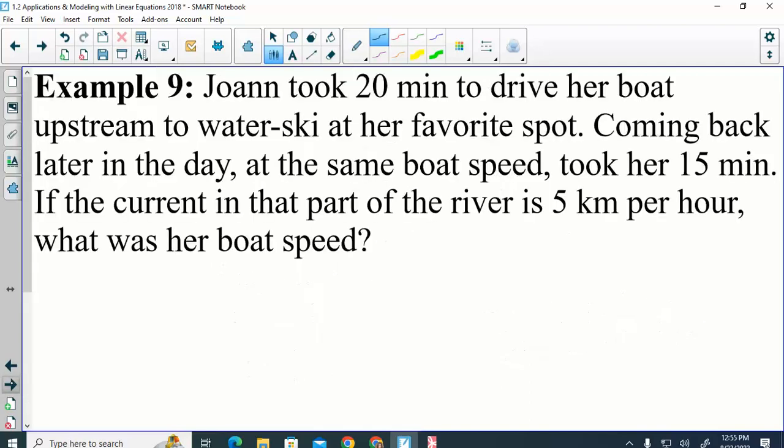Let's do the last problem of the day. Joanne took 20 minutes to drive her boat upstream to water ski at her favorite spot. Coming back later in the day at the same boat speed took her 15 minutes. If the current in that part of the river is 5 kilometers per hour, what was her boat speed? Why would it take 2 different amounts of time if her boat speed was the same? The current. Yeah, it's either helping you, pushing you along, or slowing you down, right? Okay, let's set up our table.